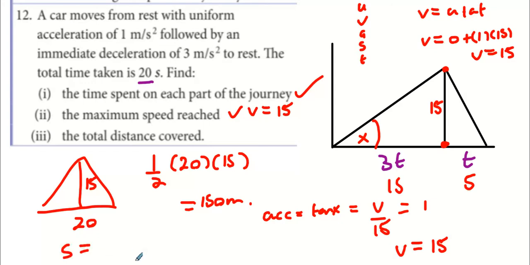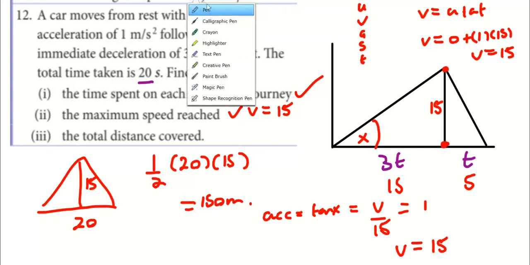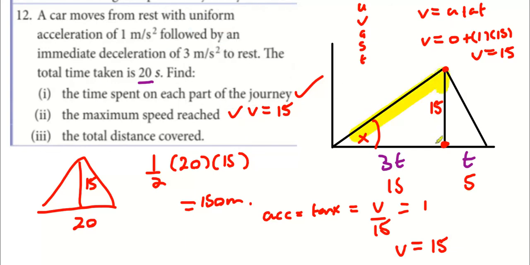Or you can use s equals ut plus a half at squared, which would be 0 times 20 plus a half. Oh, wait. No, you can't do it that way. You'd have to do it in two separate parts. If you use s equals ut plus a half at squared, you'd have to treat both parts separately, which will take a lot more time, so you don't want to do that. You'd have to get the yellow part, follow it up with the blue part, and add both results together. You can do that if you want, but it takes a lot longer. Okay. All right. Any questions? We're good. All right, let's move on.